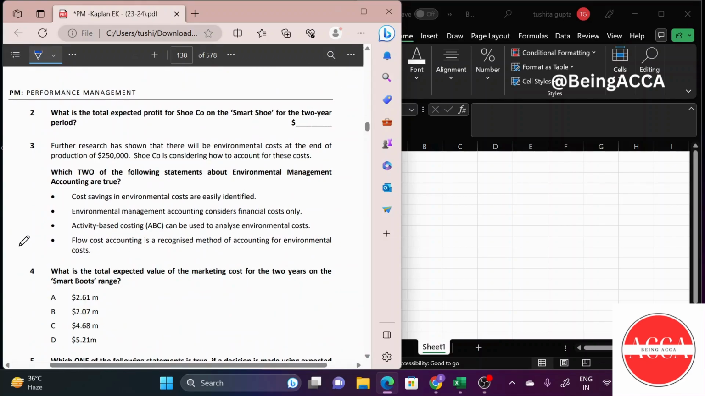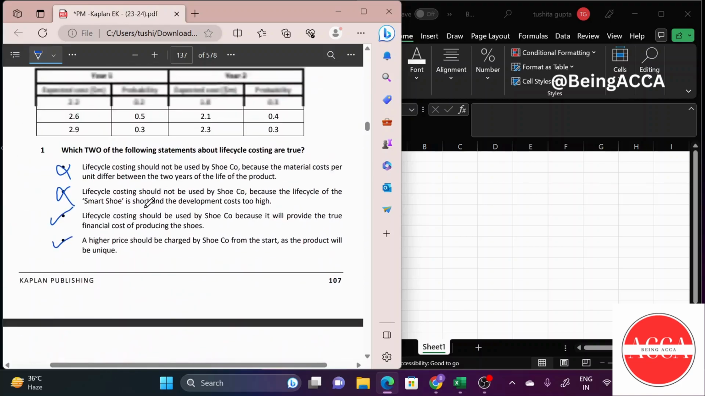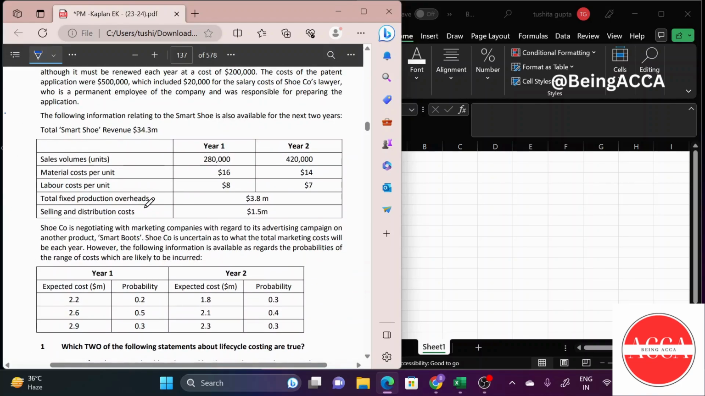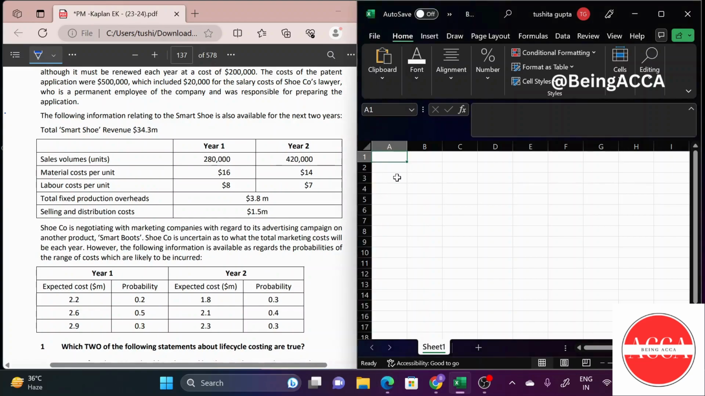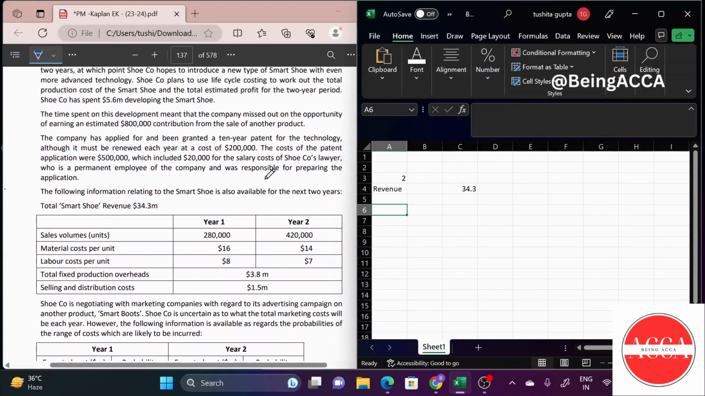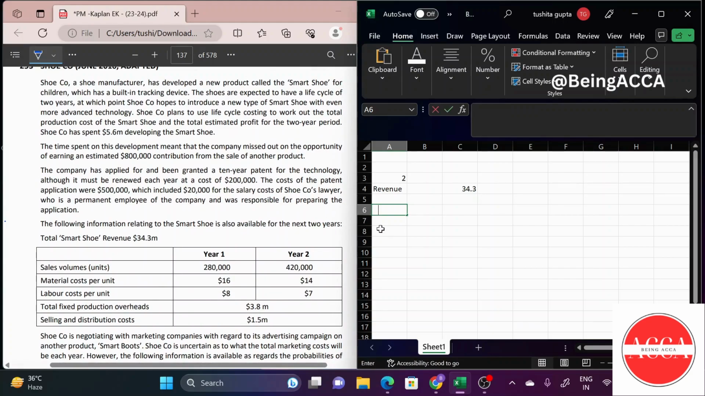Moving to the second question, what is the total expected profit for Shoe Company on the smart shoe for the 2-year period? Since life cycle costing is going to be used, we are going to be calculating the entire costs and entire revenues, and then we will see how much profit is going to be there. Okay, this is the second question. Revenue total is given to me over here as $34.3 million. Then let's subtract the costs. First of all, we have the design and development costs, which were given right at the top, 5.6 million.